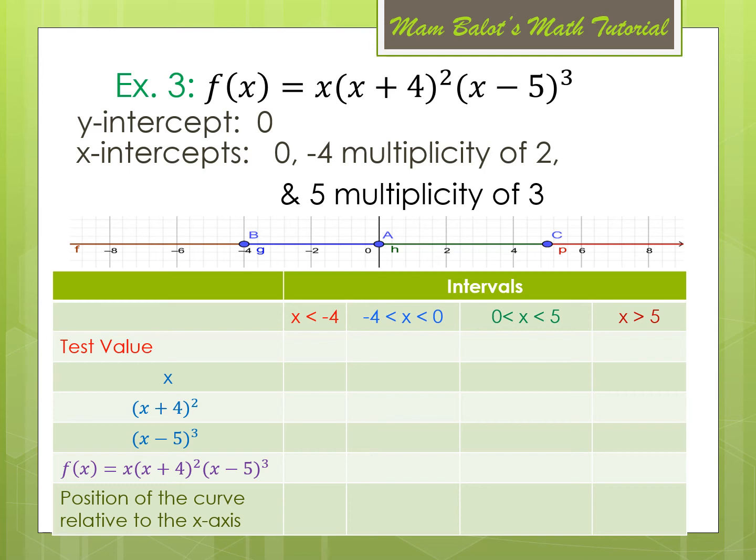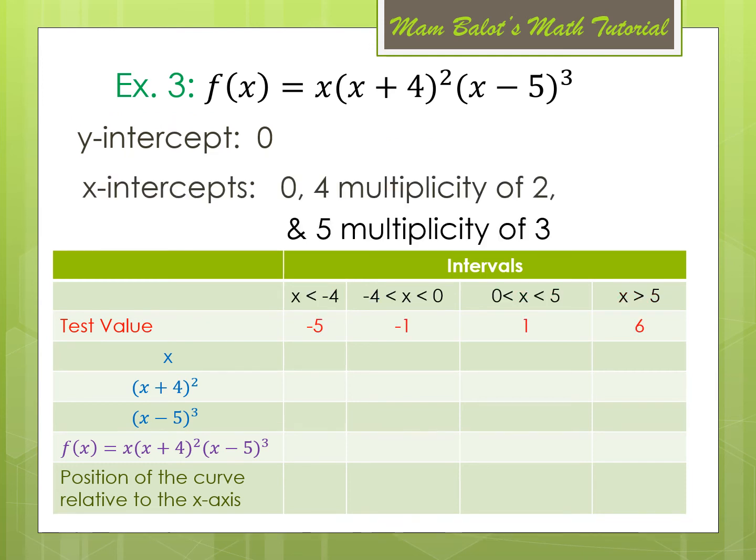Then we can have now the test values, which are negative 5 for x is less than negative 4. And then for x between negative 4 and 0, we can have negative 1. Then for x between 0 and 5, we can have 1. And for x greater than 5, we can have 6. So we will now substitute these test values to our factors.